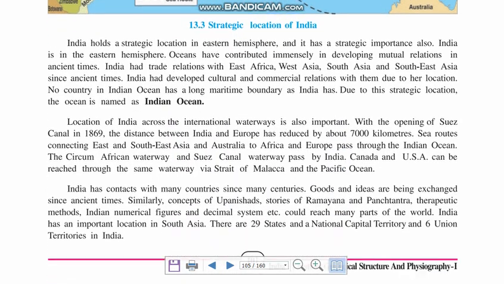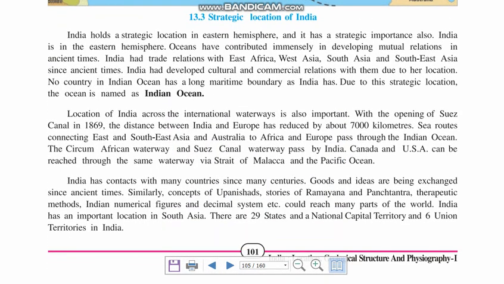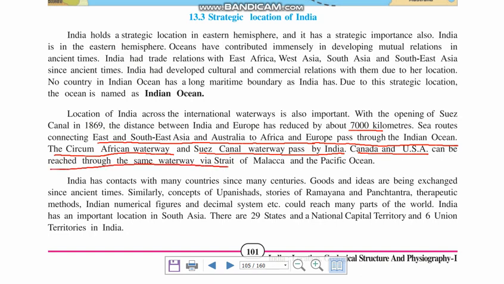The distance between India and Europe was reduced by 7,000 kilometers. The sea route connecting East and Southeast Asia and Australia to Africa and Europe passes through the Indian Ocean. Canada and the USA can be reached the same way via the Strait of Malacca and the Pacific Ocean.